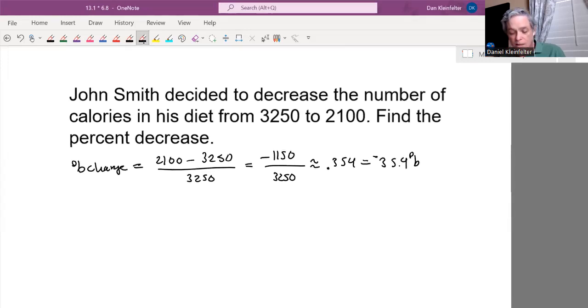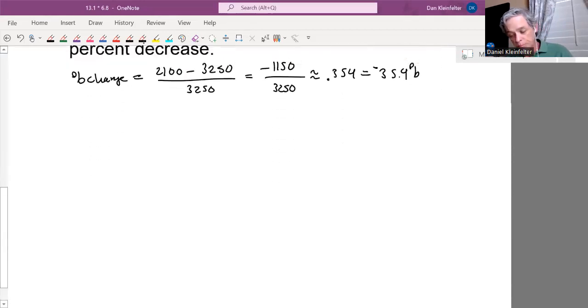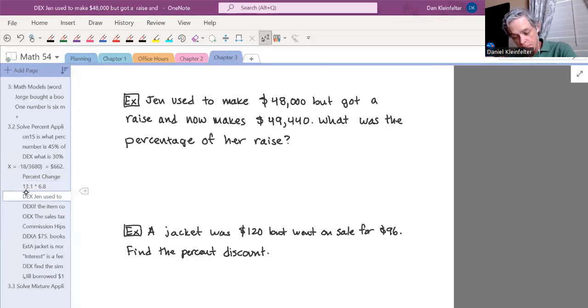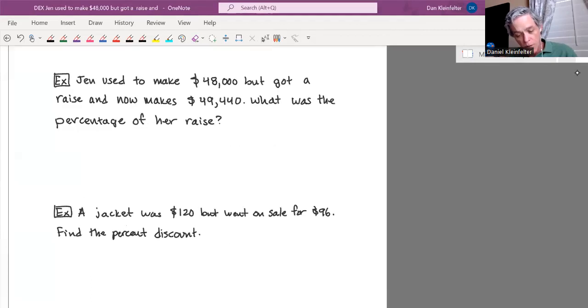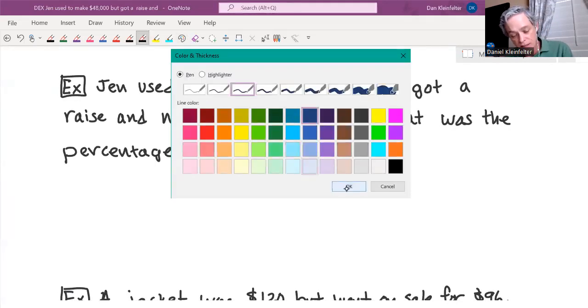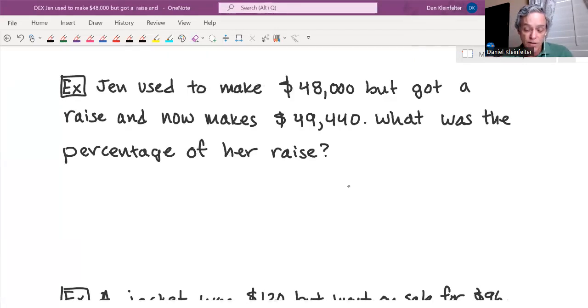Okay, so that's a decrease of 35.4%. Two more examples. Here it says Jen used to make $48,000 a year, but she got a raise and now she makes $49,440. We would like to know what percent raise she got.